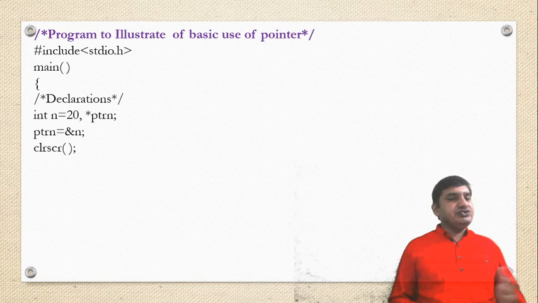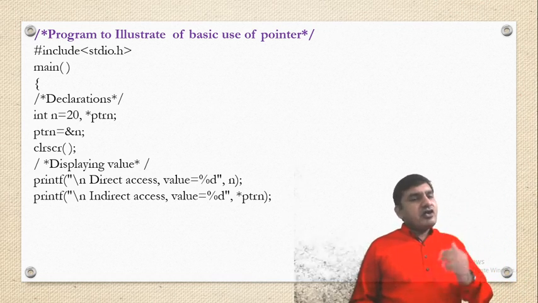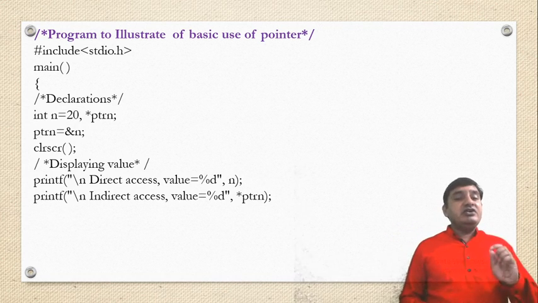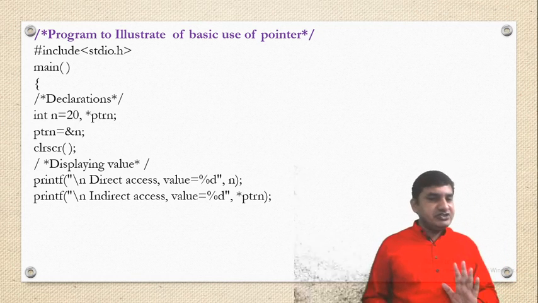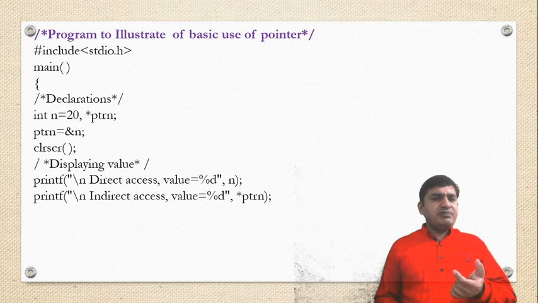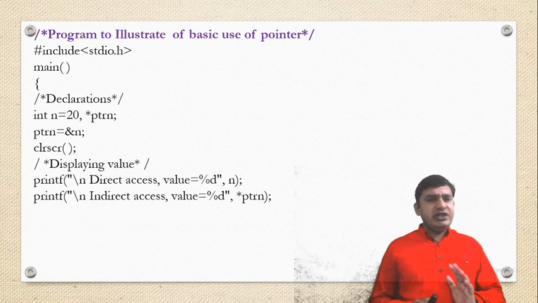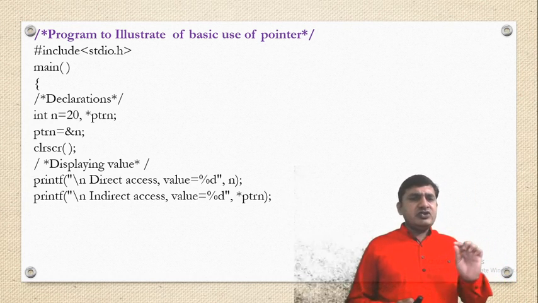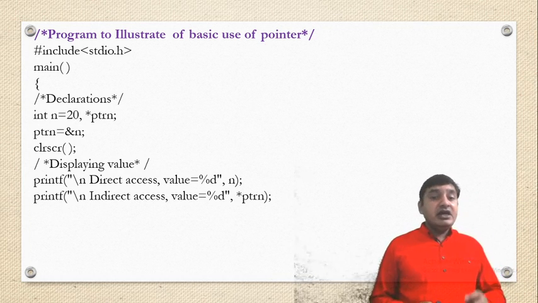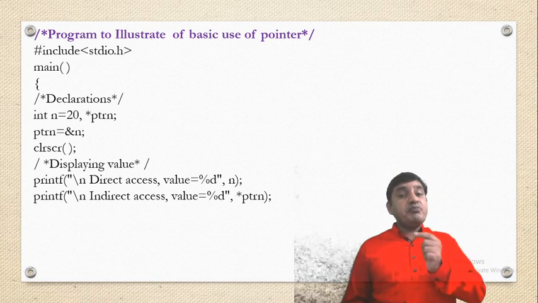The address of n is assigned to the pointer n. Okay, clrscr, which is used to clear the previous output. Now we have to display the value. For that we use the output function printf, \n for new line, "direct access value is equal to %d". This printf function is used to display the value of n, which is equal to 20. So direct access value is equal to 20 is displayed on the screen. Indirect access value is equal to %d, *pointer n.